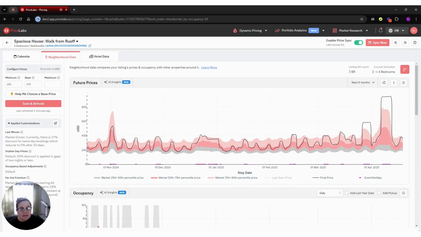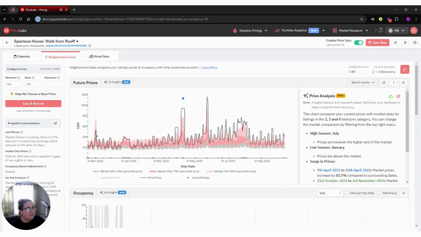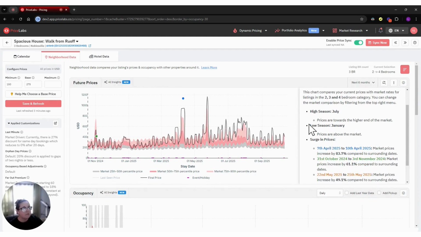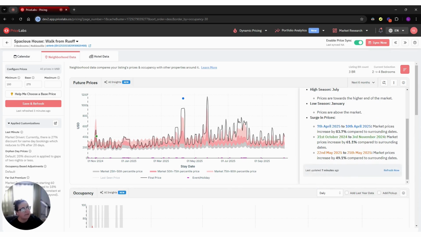In addition to that, we've got a couple of really cool tools here. So one of them is going to be the AI Insights button. When you click that, you get this little pop-up that gives you some really good analysis and some good details about your market and the prices. So it'll show you what pricing is high season pricing, what pricing is low season pricing, and then it shows you how your prices are compared to the market in those seasons. Additionally, it'll show you cool things like surges in pricing and kind of highlight the key takeaways from this graph for you if you are not a graph person.